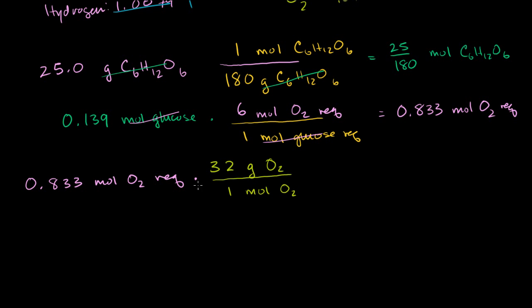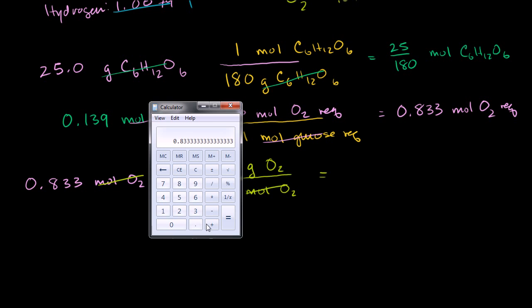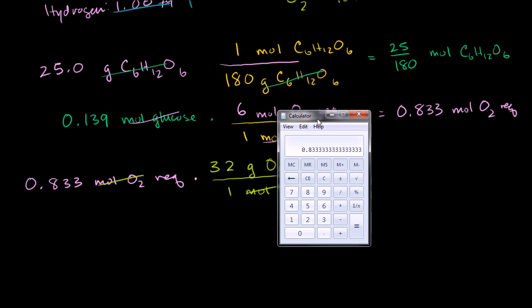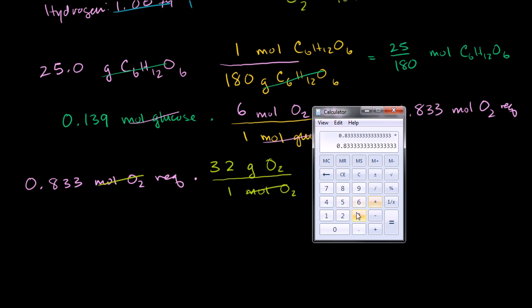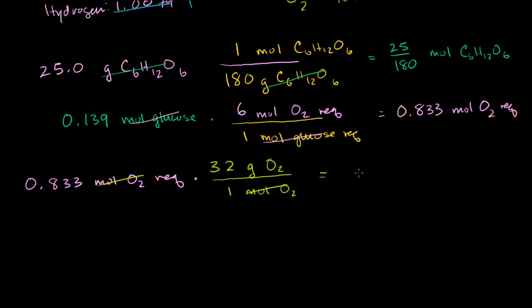32 grams per mole. And so when we perform the calculation, the moles of O2 in the numerator cancel out with the moles of O2 in the denominator. And we're just going to have 0.833 times 32, which is equal to 26.7 grams of O2 required. Grams of O2, and I'll write required in that same exact color. So we finished one part of the question. We have 2 more parts left.